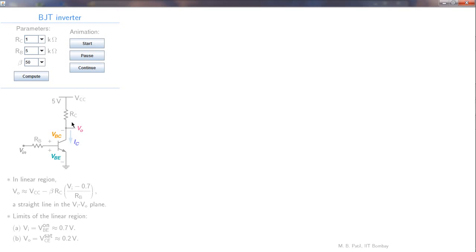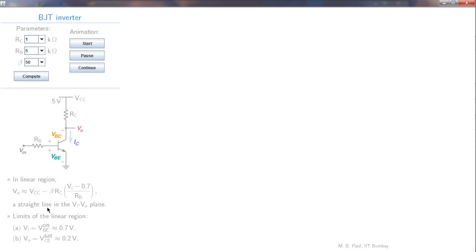IC is beta times IB in the linear region. So we get RC times beta times IB here. And IB is approximately VI minus 0.7, because VBE is approximately 0.7, divided by RB. And this is a straight line in the VI-VO plane because VI comes with a constant coefficient here.